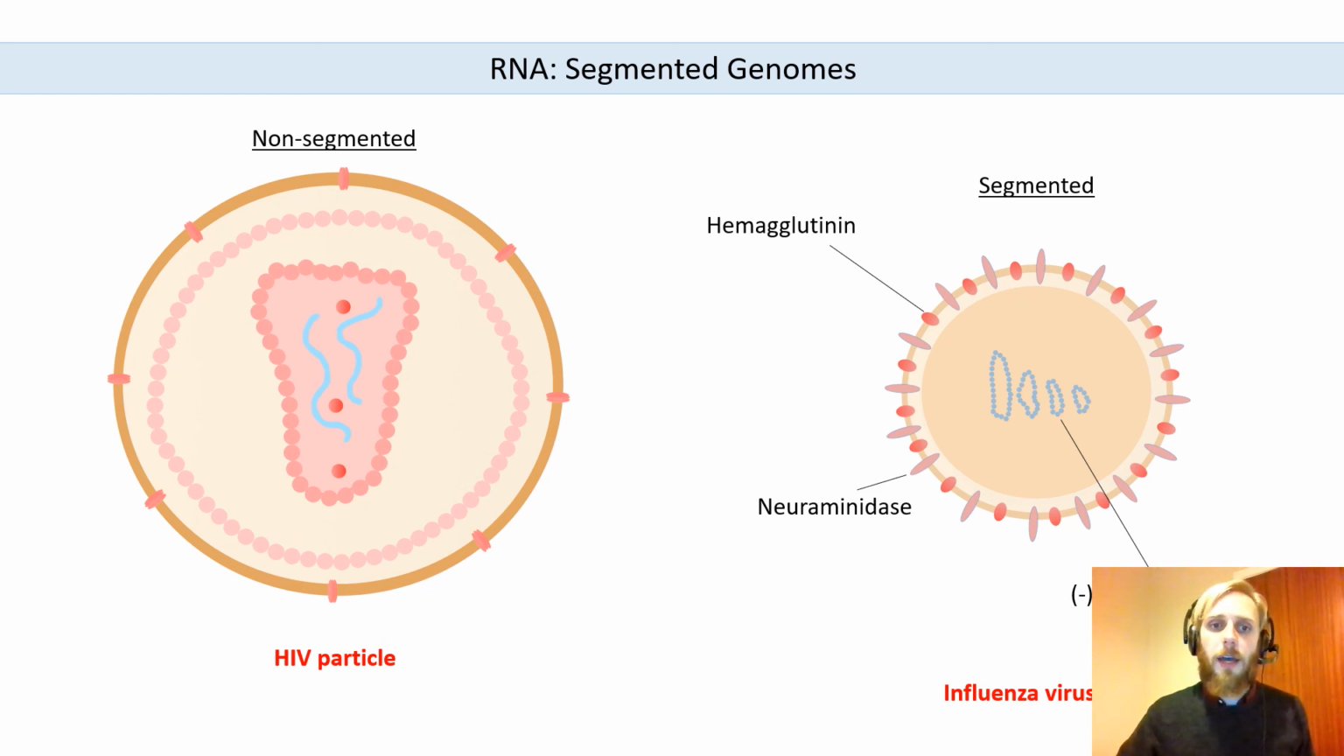Contrasting this, we have HIV on the left, and you see we just have 2 copies of the genome here. These aren't segments, they're just 2 copies. So HIV is an example of a virus genome that isn't segmented. Influenza is a good example of a virus genome that is segmented, just like the reoviruses we looked at a slide before.